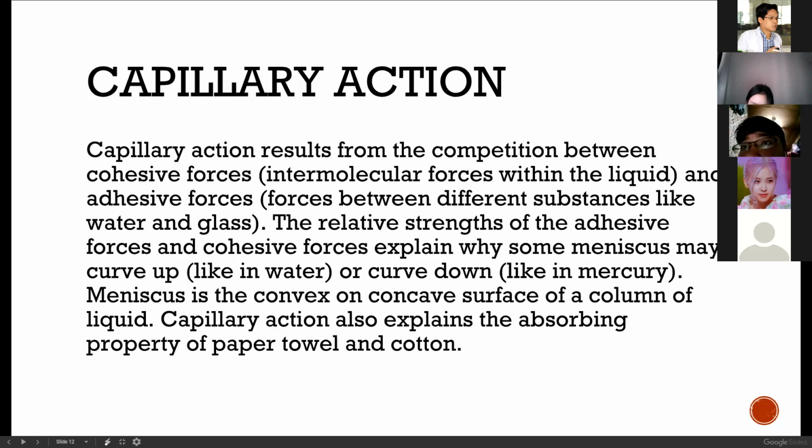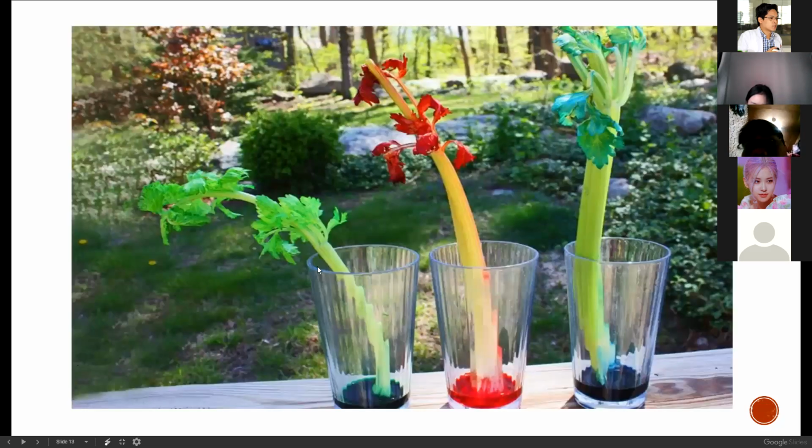Hopefully we can also do some laboratories or experiments with this capillary action. This will clear up your mind how this happens. So for example this one. If you look at it, the color is actually in the glass. How can this be possible that the color will be transferred to the leaves? This is because of capillary action. And this is against gravity, by the way. That is because of cohesive and adhesive forces.